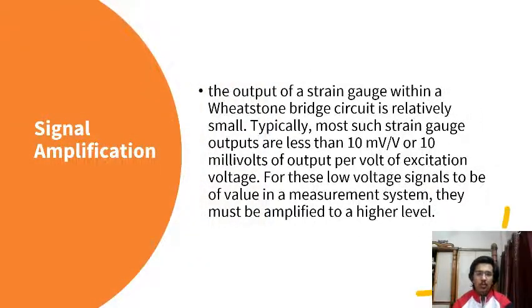Now, the output of a strain gauge within a Wheatstone bridge circuit is relatively small. Typically, most such strain gauge outputs are less than 10 mV, or 10 mV of output per volt of excitation voltage. For these low voltage signals to be of value in a measurement system, they must be amplified to a higher level.